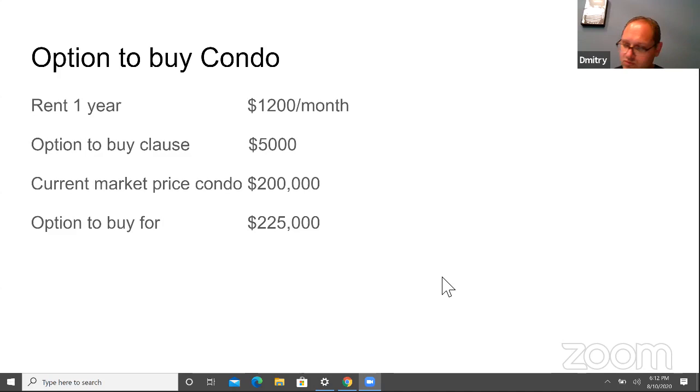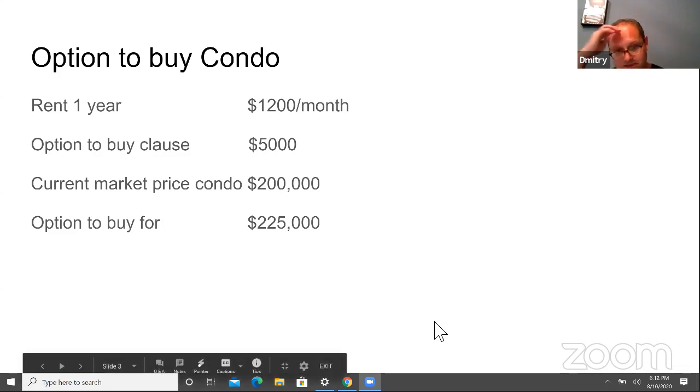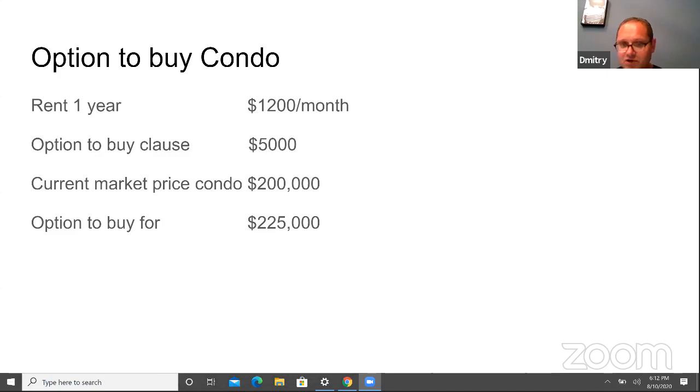And that's how options are constructed. One person has the right, has the option. The other person gets money, but he has an obligation now to deliver you that product. That's what we would call a call option in the stock market.